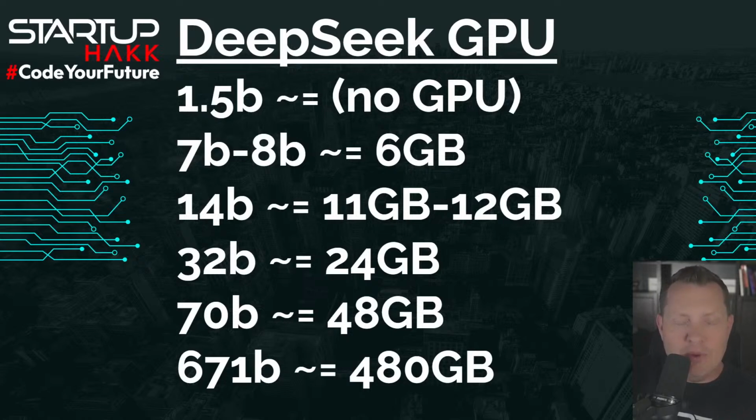And I'll show you a little bit more of this later. Then we start getting to the 7 billion, 8 billion parameter. This can be run on a graphics card with 6 gigabytes of RAM. Now, most commonly, you're going to see 6 or 8 gigabytes of RAM. So any of those 8 and 6 gigabyte ranges, you can run these on.